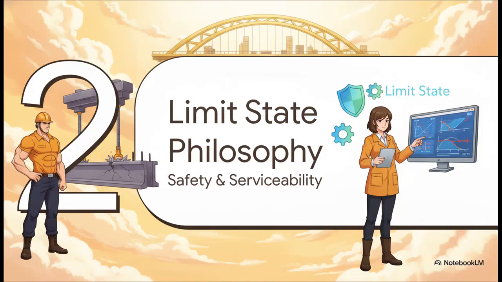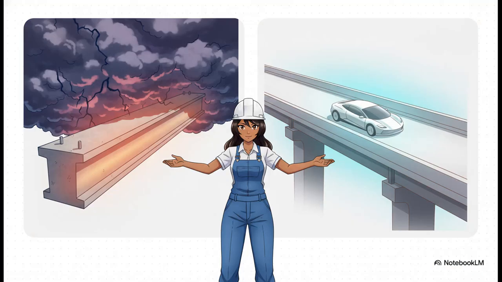All right, let's move right along to the underlying philosophy that governs our design, the limit state philosophy, where we balance safety and usability. This is crucial because as an engineer, you have a dual mandate. You have to guarantee the beam has the raw strength to survive a worst-case scenario, that's your ultimate limit state, but you also have to maintain everyday serviceability.